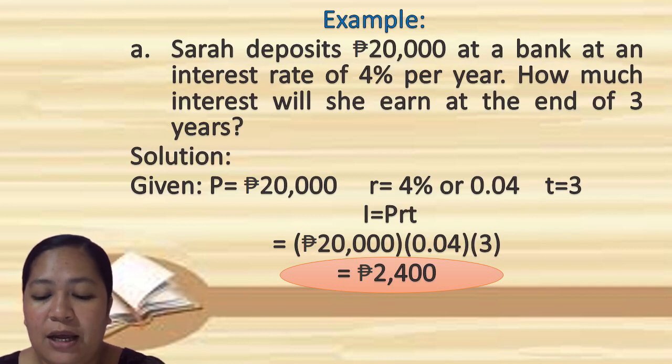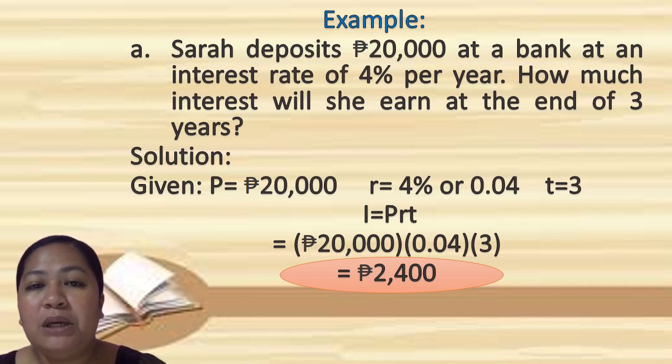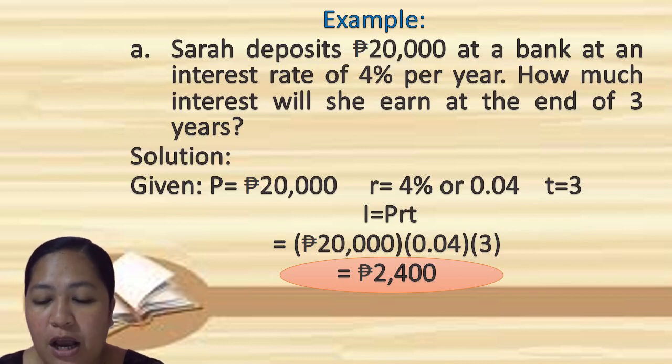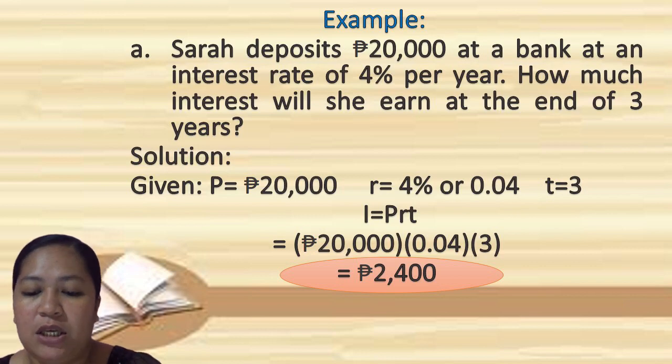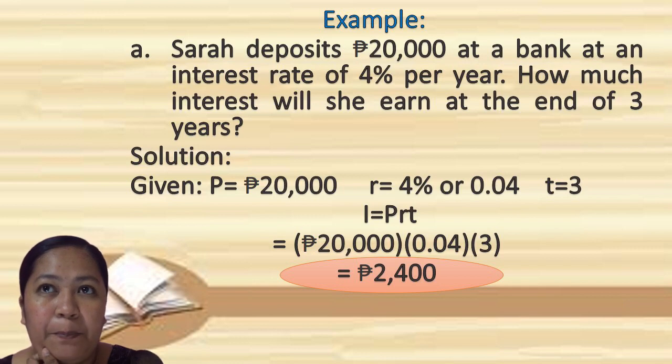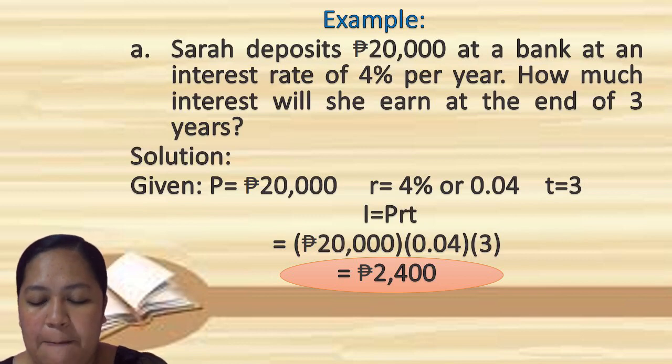So we use the formula I equals PRT. That would be 20,000 times 0.04 times 3, or a total amount of 2,400. So meaning Sarah will be getting 20,000 plus 2,400, total is 22,400 after 3 years. In these examples, we actually used loans in the simple interest. This time, it's actually saving. So, Sarah deposits 20,000. Okay?